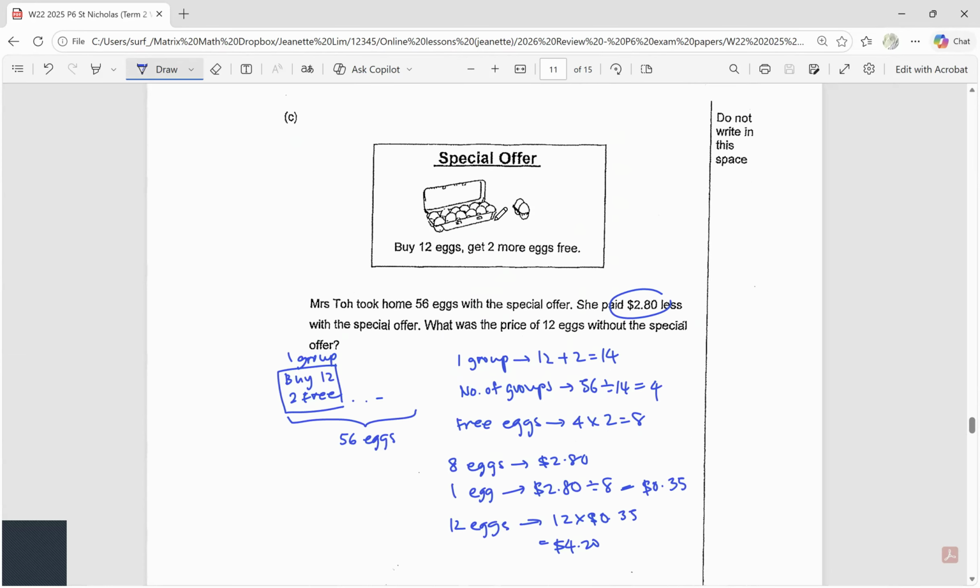Okay, with that, that's the end of this paper. This paper is CHIJ St. Nicholas for 2025 WA Tengku.